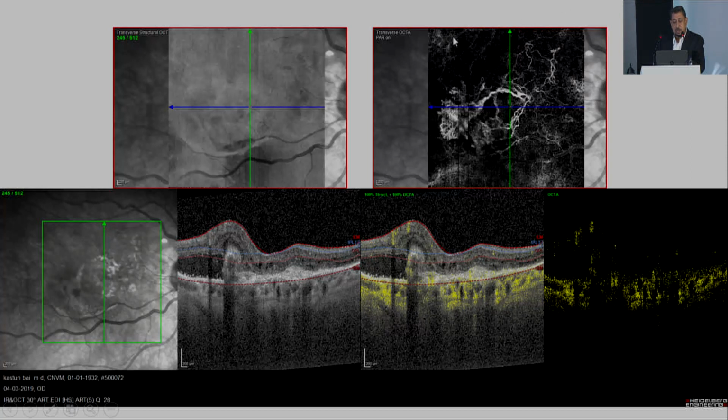Here you see two parts. The part I'm showing you here is a regressed part, filamentous vessels. And the part I'm showing you now is the active edge, where you have the small vessel recurrence. So OCTA is an important modality to prove to you recurrence of a CNVM.